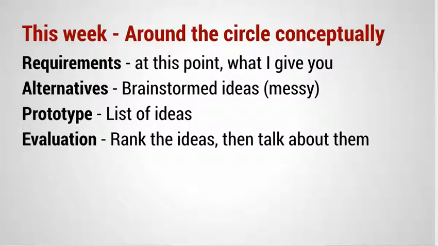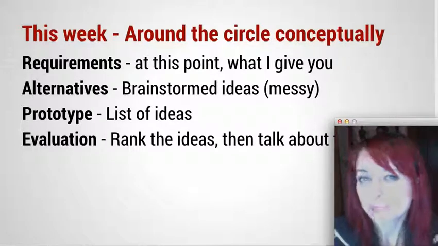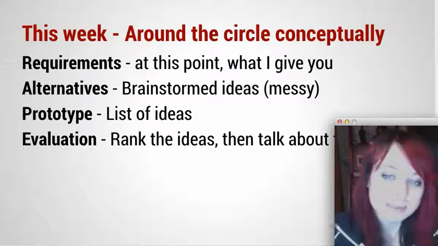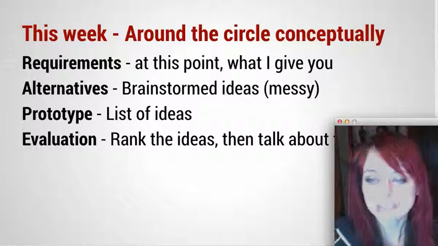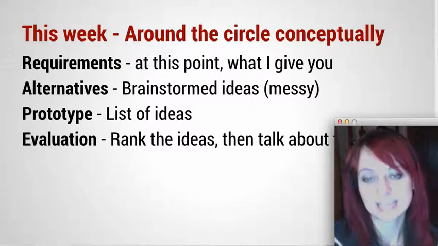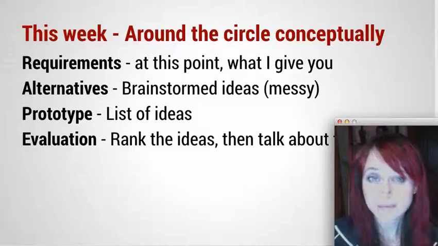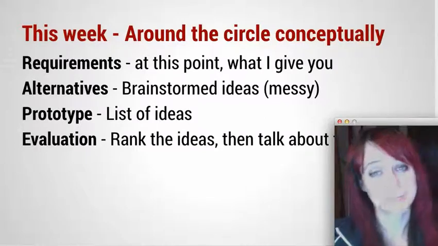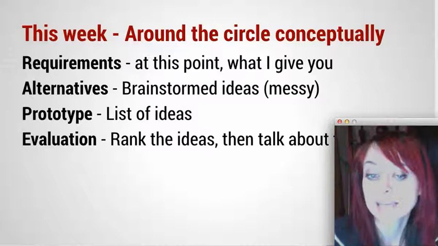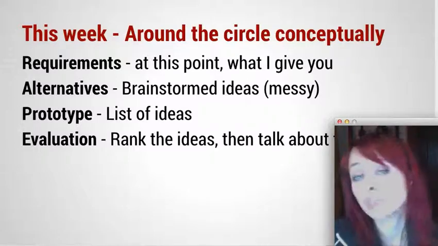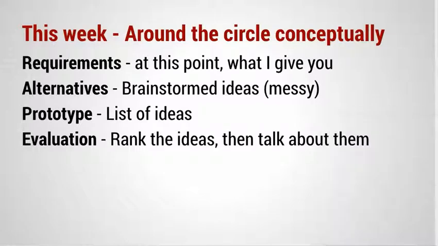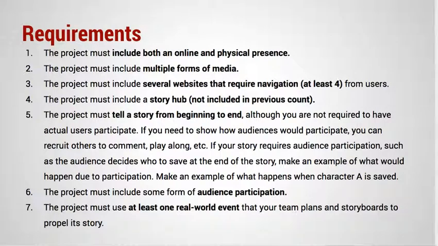So what you're going to do this week is requirements, alternatives, prototype, and evaluation. At this point, you don't know what the requirements of your story are because you don't know what your story is. So the requirements this week are just what I give you. So I'll go over the requirements of the project. The alternatives are just your brainstorm ideas. This is going to be messy. I'll show you some examples. The prototype is just going to be a list of those brainstormed ideas. So it's just going to be sentences describing what the thing is. Evaluation, you and your teammate are just going to rank the ideas and then talk about them. You're not going to do any formal testing or anything. So again, a real conceptual jaunt around the diagram.